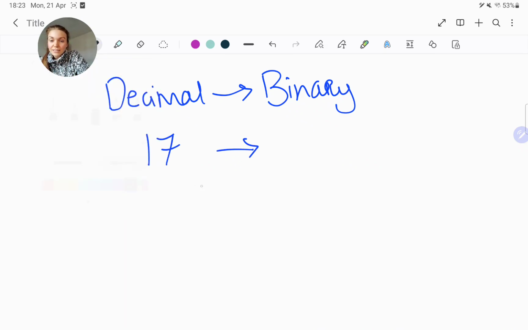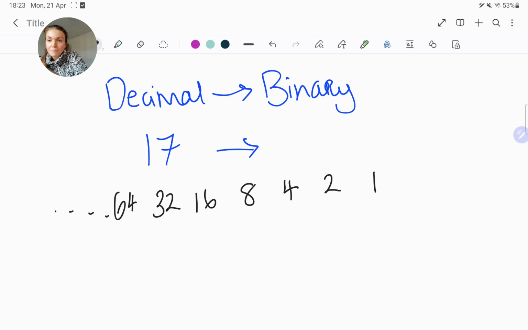So what we need to do is, again, let's write out our binary numbers. So it starts with 1 because the base is 2, because there are 2 things in binary, 1 and 0. And we always start with the power of 0, and anything to the power 0 is 1. So 1, 2, 4, 8, 16, 32, 64, etc.